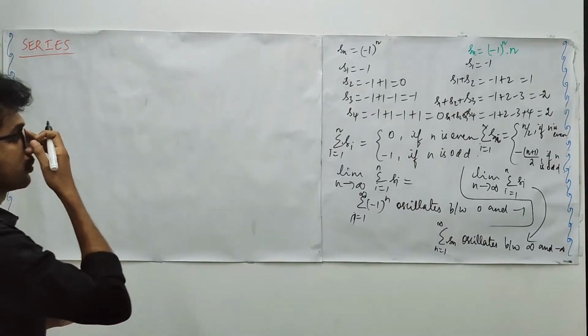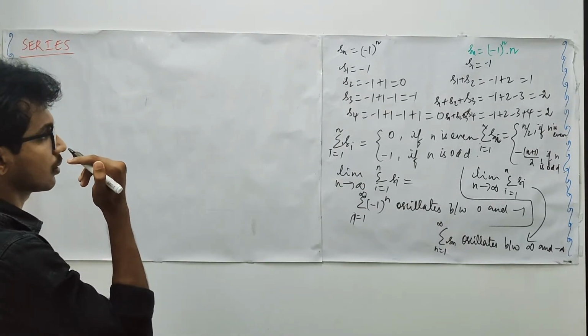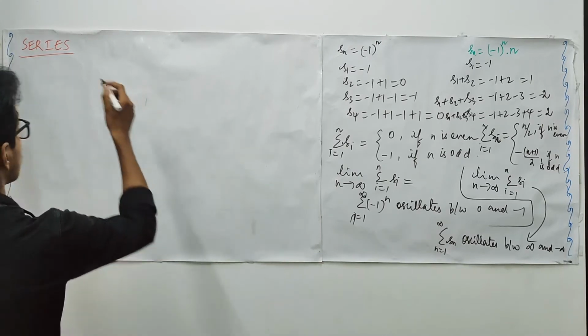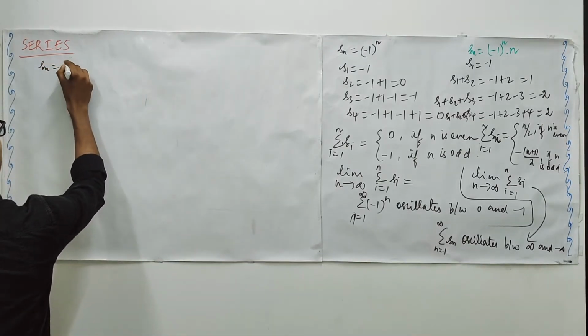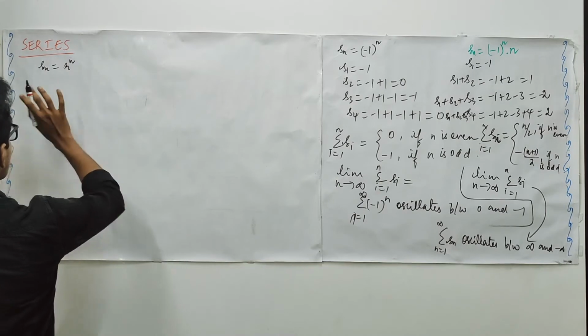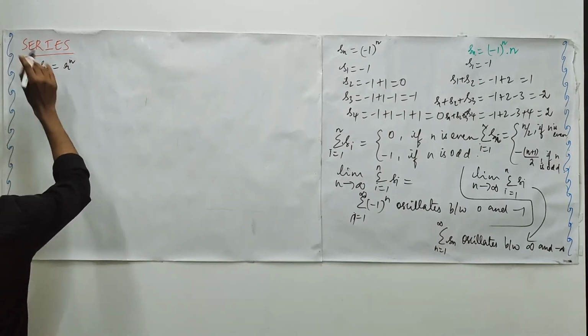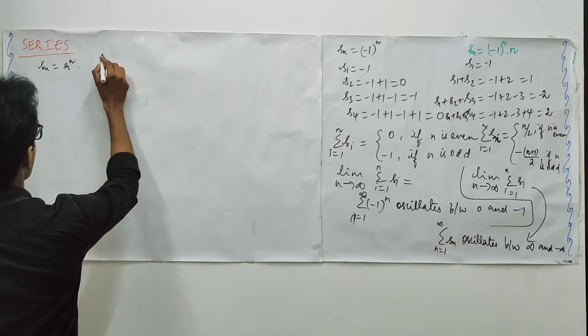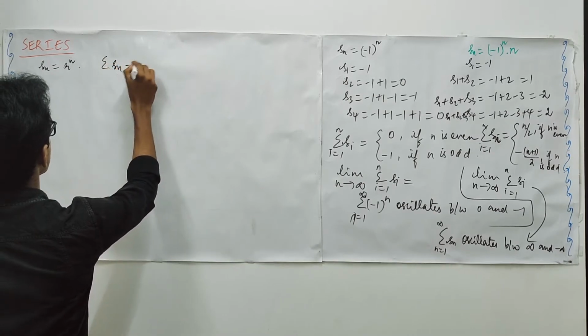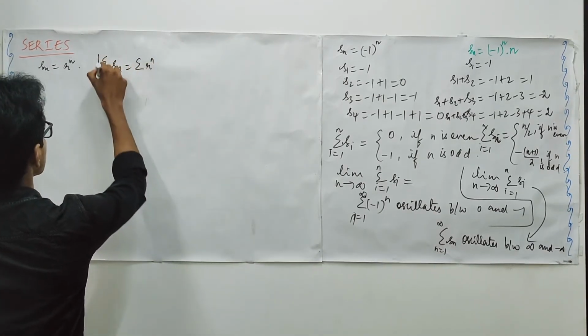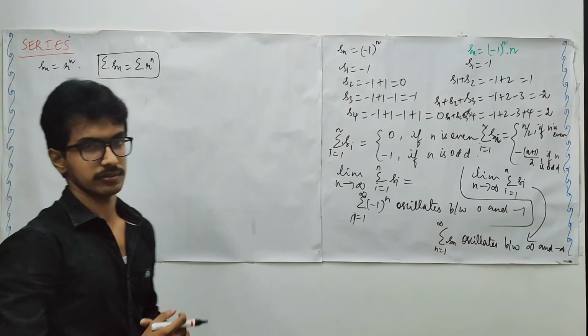Okay, what may we take? Of course, Sn is equal to r power n. Now this is the sequence, and we have to find out the convergence of this series.